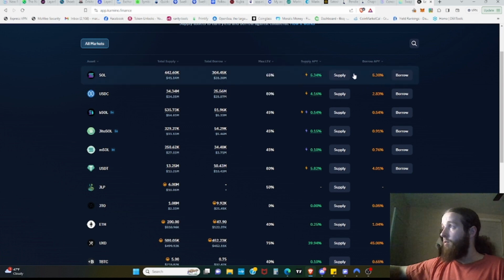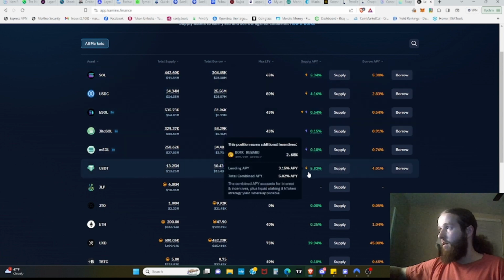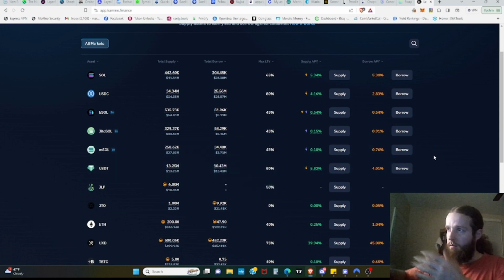The borrow is 5.3, so that's not an advantageous thing to do, to lend SOL and borrow SOL. But let's look at USDT. If you were to provide USDT, 3.15 APY plus 2.68 APY in BONK that you receive, and then the borrow rate. So something to look at.